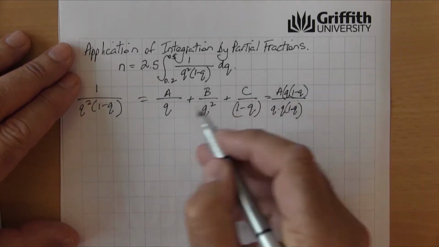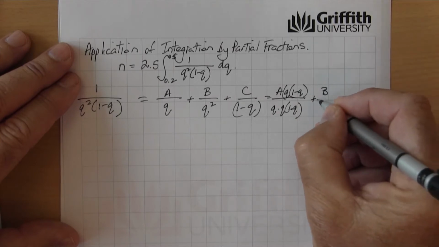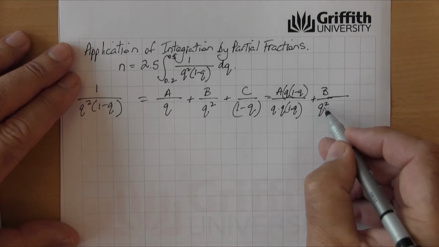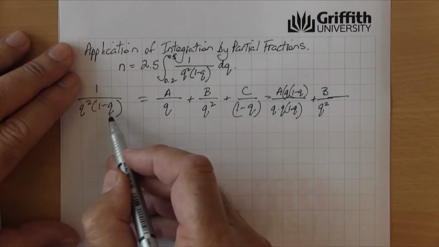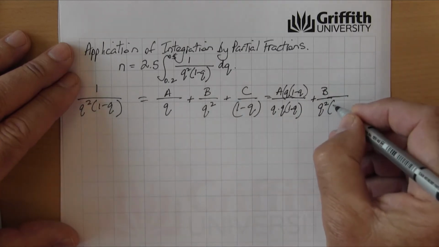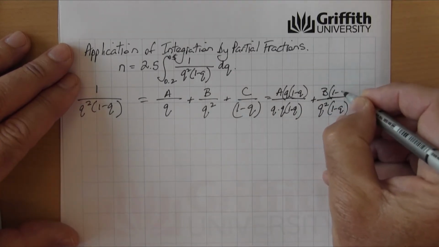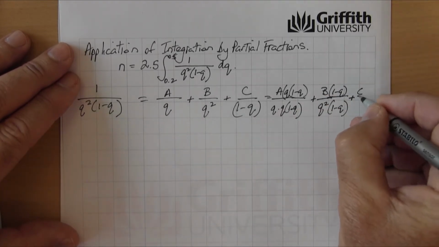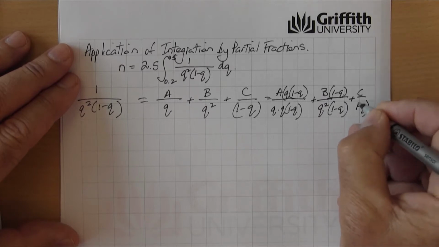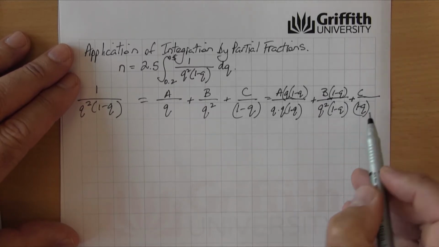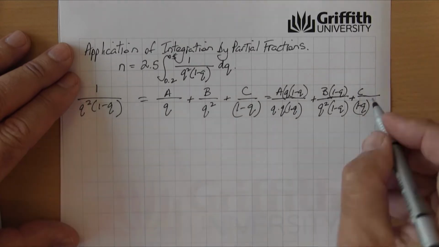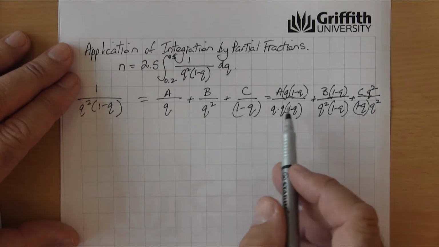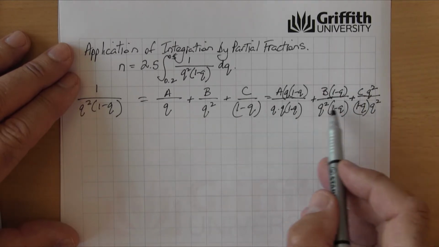So there's my first one, plus second fraction is just b over q squared. Now what are we going to multiply q squared by to get this denominator? We're going to multiply top and bottom by 1 minus q. And the last one is c over 1 minus q. What have we got to multiply the denominator here by to get q squared outside of 1 minus q? We're just going to multiply top and bottom by q squared. And what that has done is just made all the denominators the same, then we can combine them together.